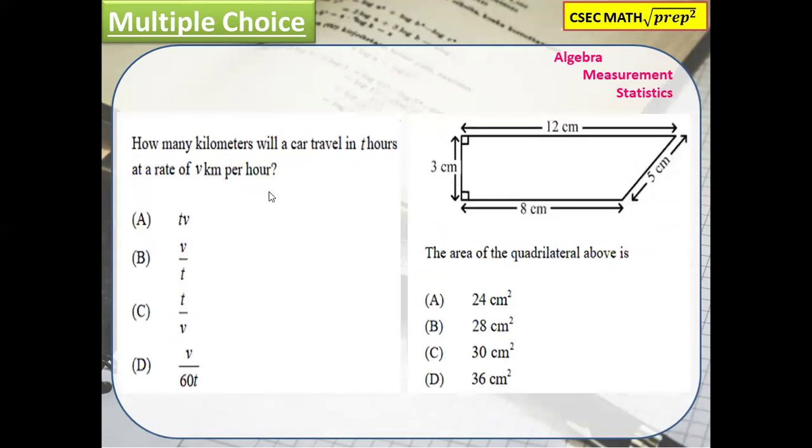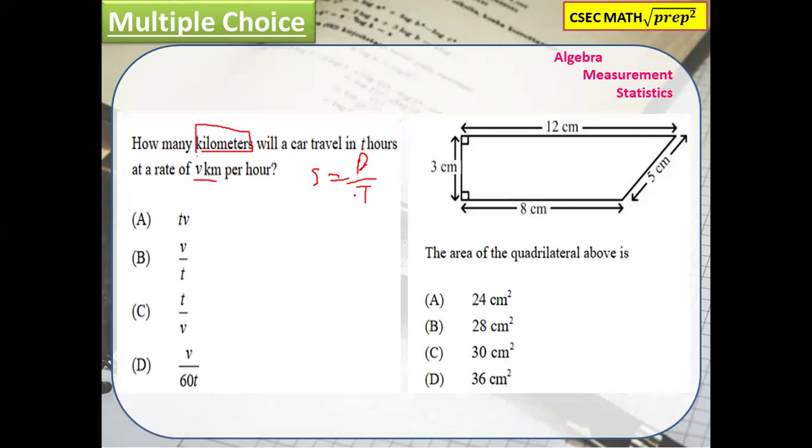Another speed distance question. This one is rather testing your ability to manipulate, transpose the formula. Speed is equal to distance over time. How many kilometers will the car travel in T hours at the rate of V kilometers per hour? Sorry, this is the speed. So they're asking how many kilometers, which is the distance.